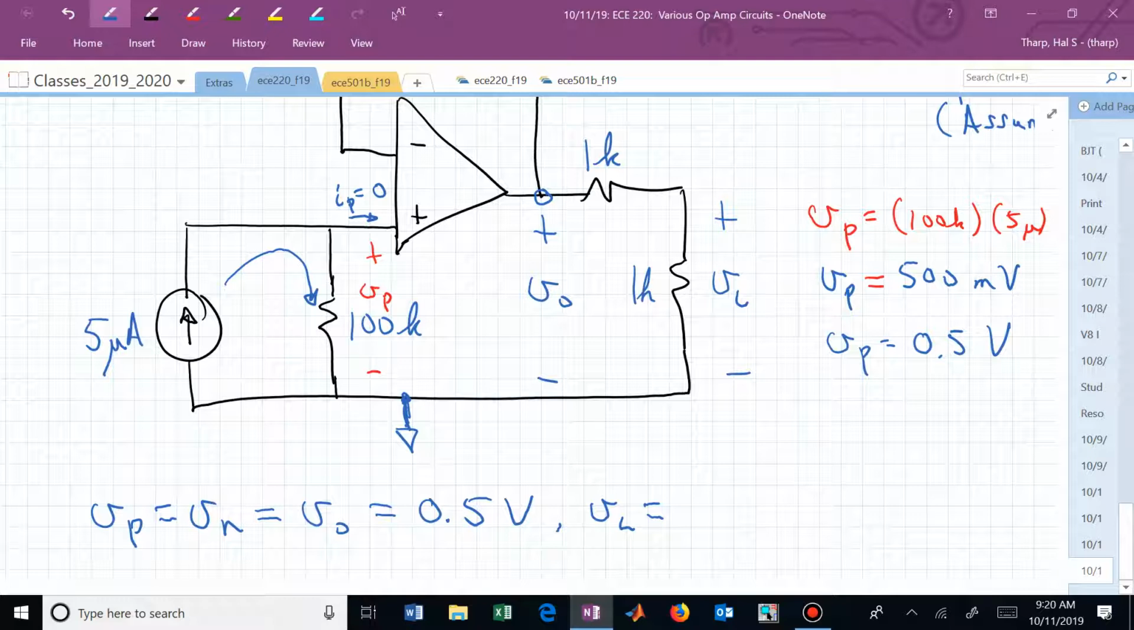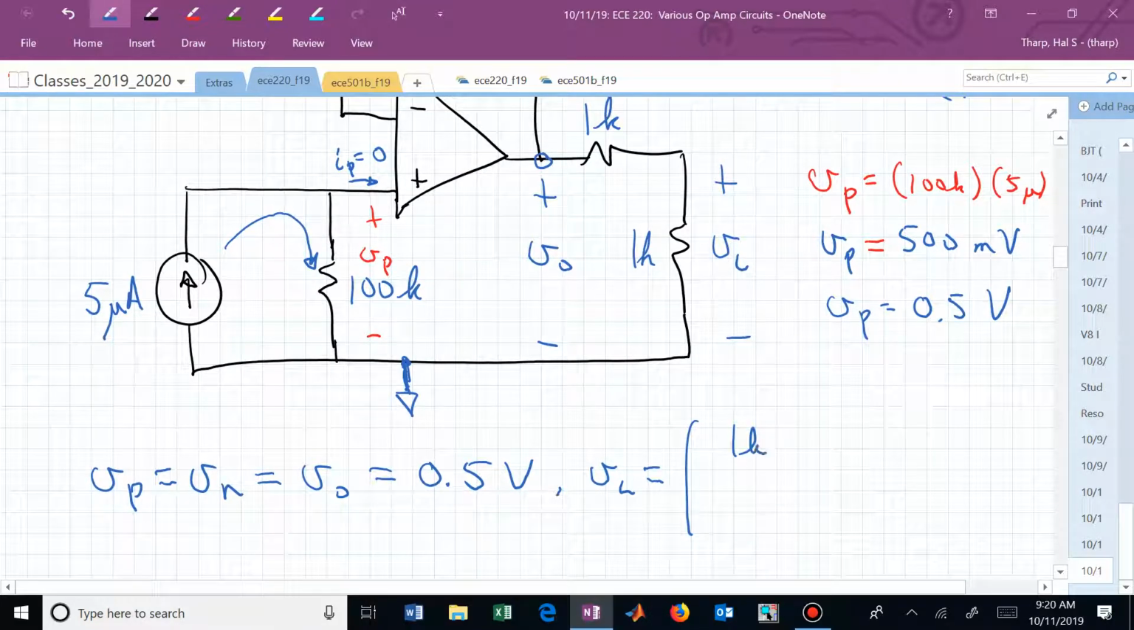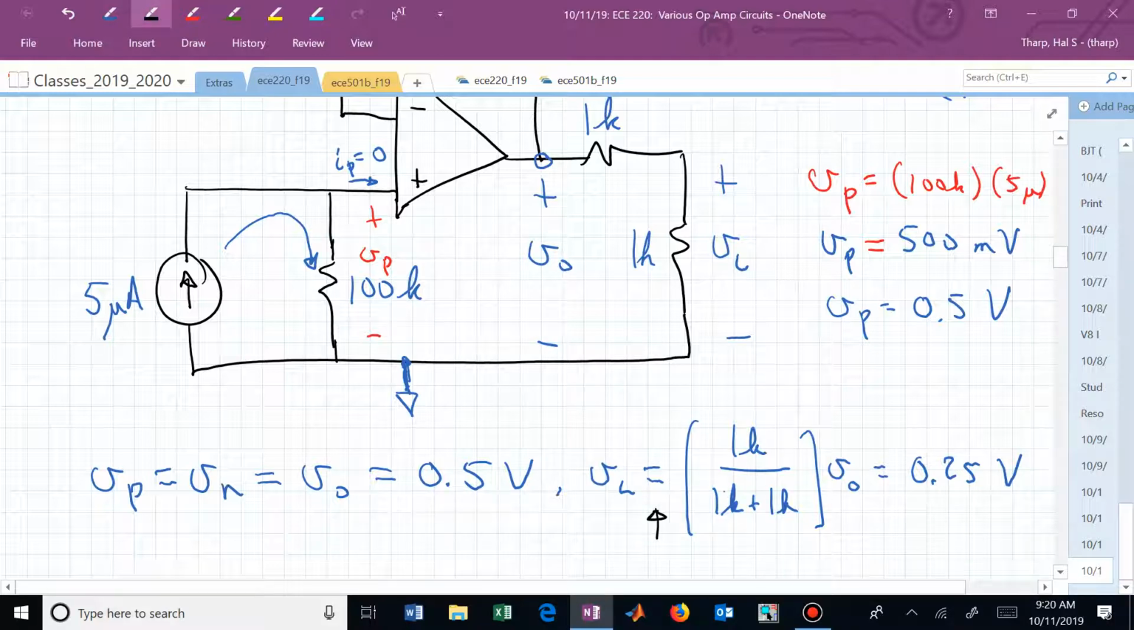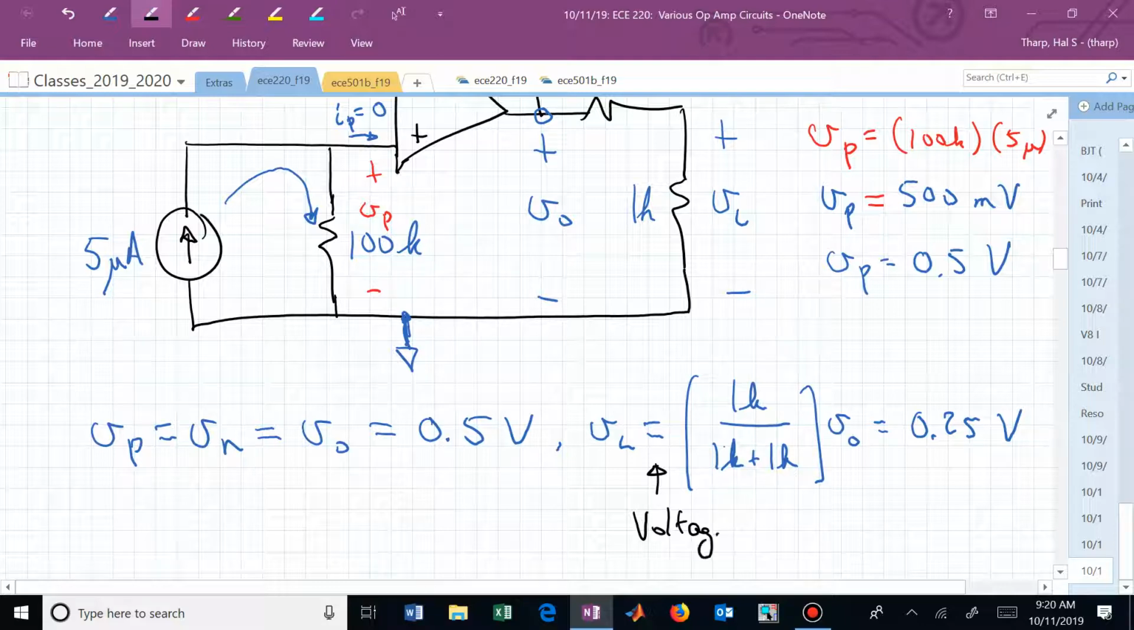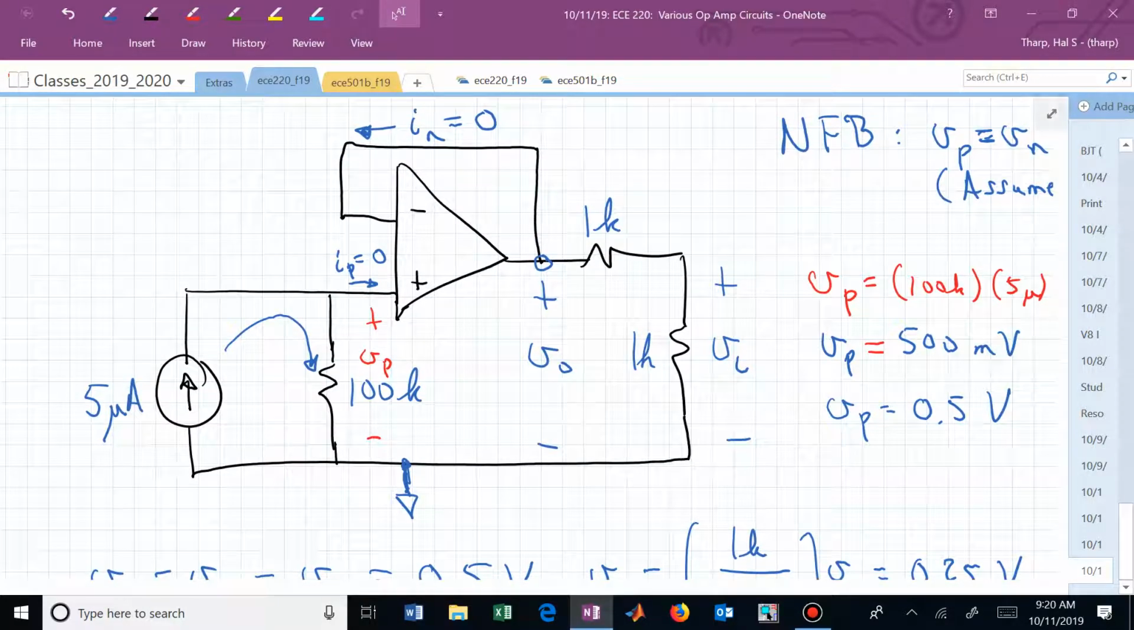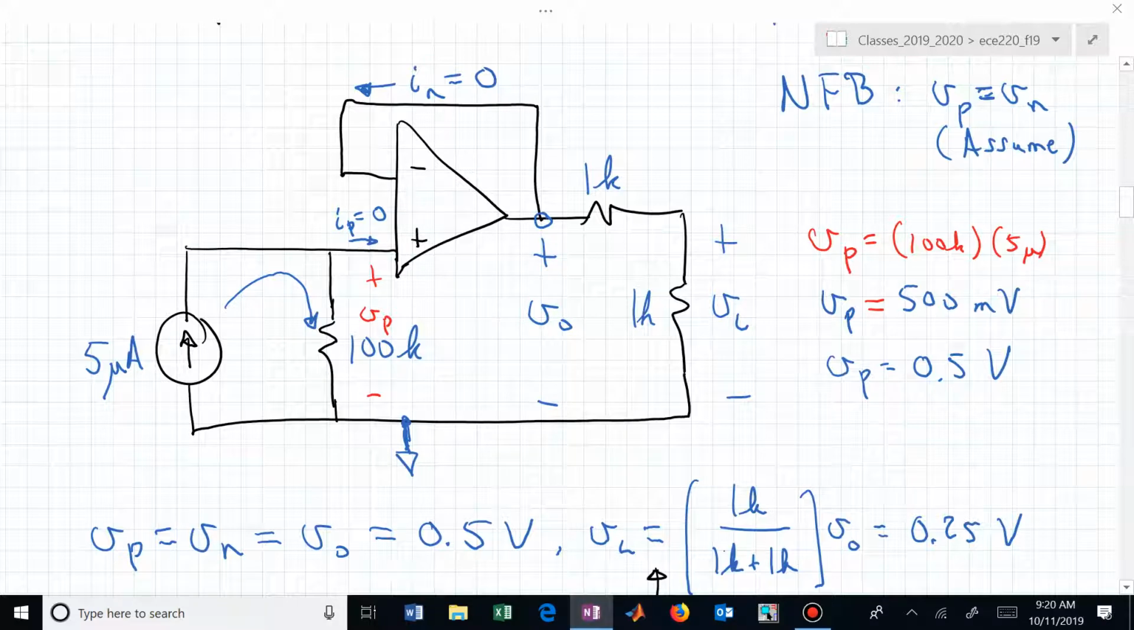sorry, really? Yeah, unfortunately. So V sub L is now a voltage divider away from V sub O, and this is now 1K over 1K plus 1K times V sub O. Or we now have 1/2 of 1/2, or 0.25 volts. Stunned silence. So we'll move on.